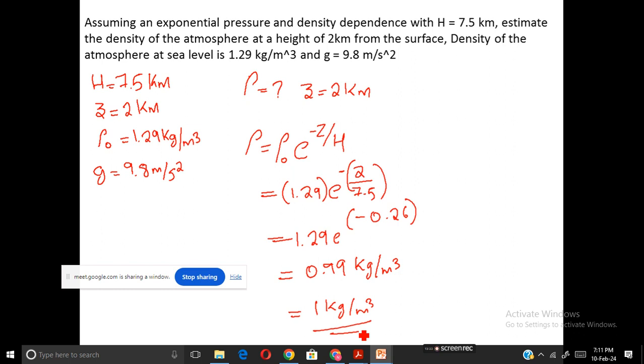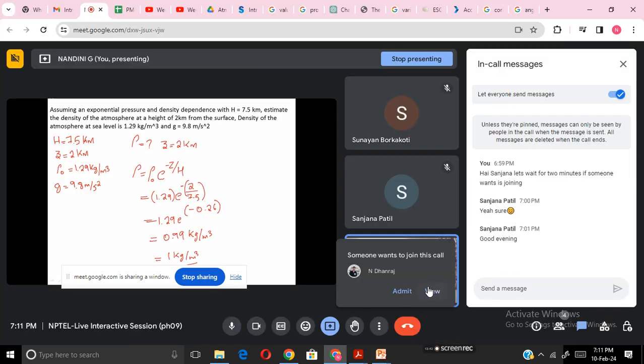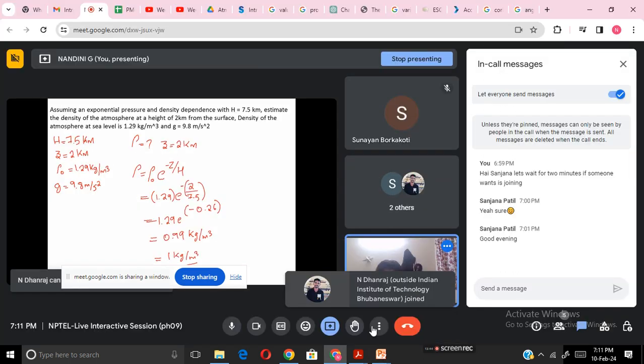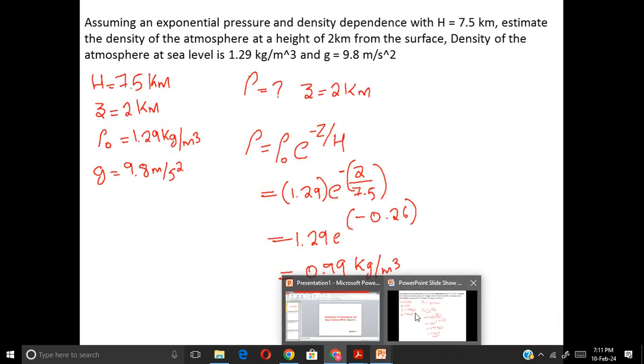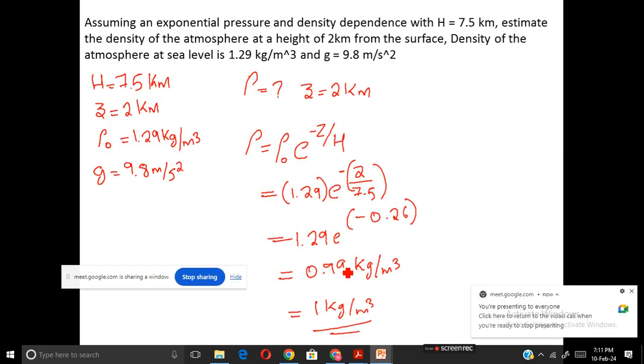So what we did, we know how the density is decreasing with respect to height. The equation is basically rho is equal to rho 0 e raised to minus z by h, and h, the scale height, is given, and we know at what height we need to calculate the density, which is 2 kilometer, and the surface density is also given, which is rho 0. So just substitute, and finally you will get around 0.99 kilogram per meter cube, or 1 kilogram per meter cube.